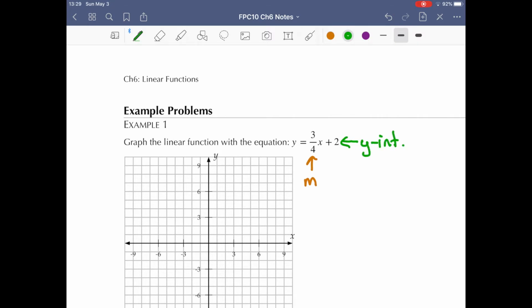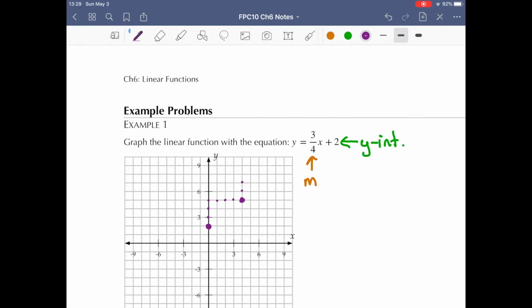To graph this, we put our y-intercept on first, right there, plus 2. And then we go up 3 over 4. 1, 2, 3, 1, 2, 3, 4. Put 1 dot. That's all you technically need. If you use a ruler and draw these two out nicely, that'll work. But it's nice to have a couple more just to be a little bit more precise.